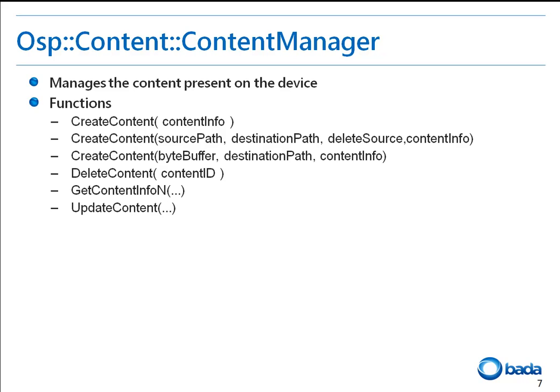The source path can be the /home path. The destination path can be the /media or /storage card /media path. The source path can be moved or copied based on the delete source variable value. All file operations and content creation will be handled internally.